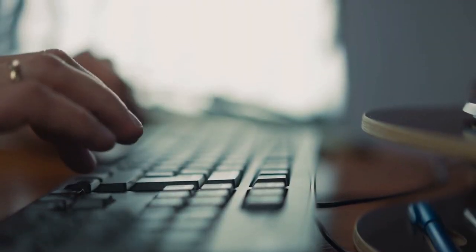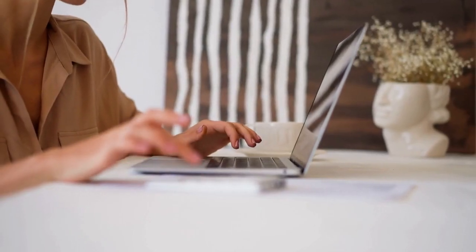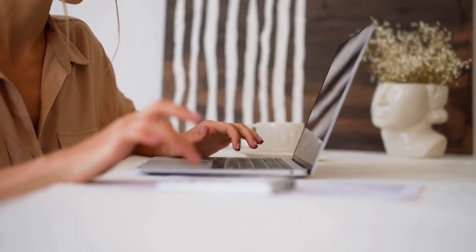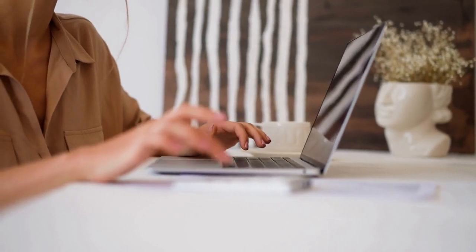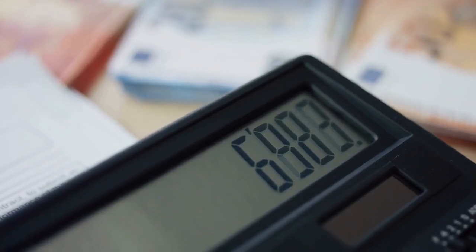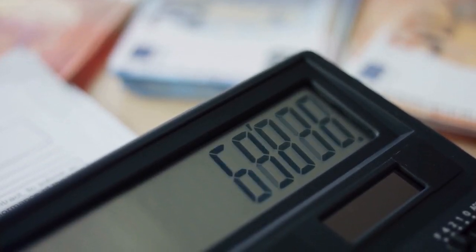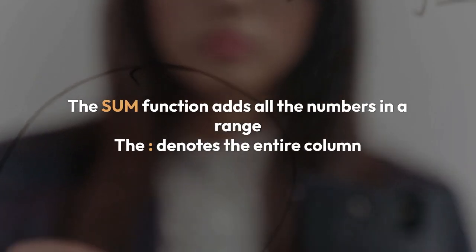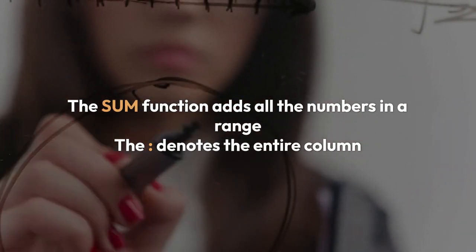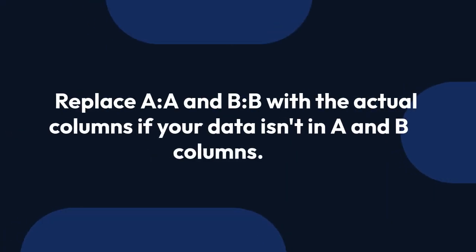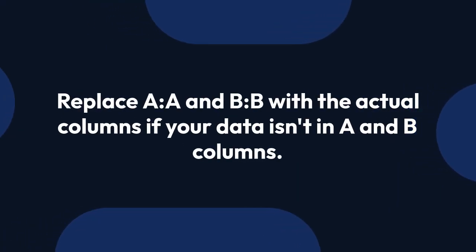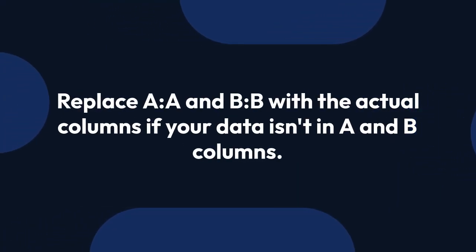7. Press Enter. This formula calculates the sum of all values in column A, then subtracts the sum of all values in column B, providing a single value representing the total difference between the columns. The SUM function adds all the numbers in a range. The colon denotes the entire column. Remember, replace A and B with the actual columns if your data isn't in A and B columns.